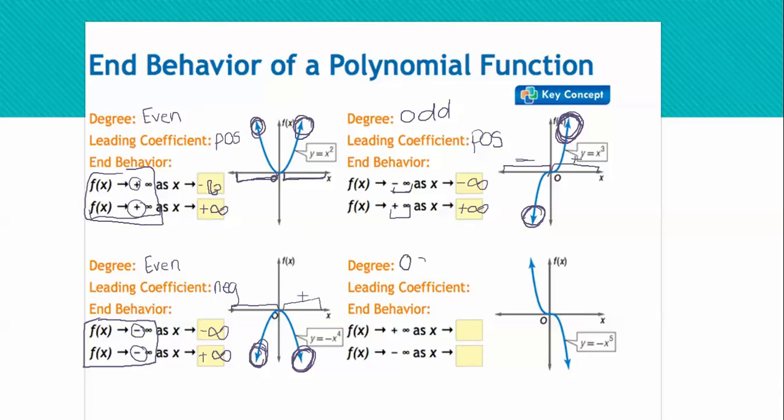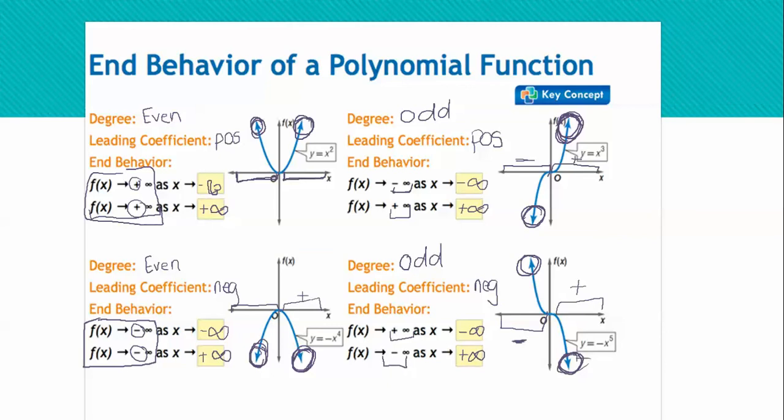Now let's talk about if we have an odd degree, but the leading coefficient is negative, so we have a negative sign. If it's negative, the second tail is going down, which means the first one has to be going up. So we ask ourselves the same question. When x's are negative, so negative infinity, my y is going up towards positive infinity. When my x's are positive, so positive infinity, we look at the tail, it's going down towards negative infinity.